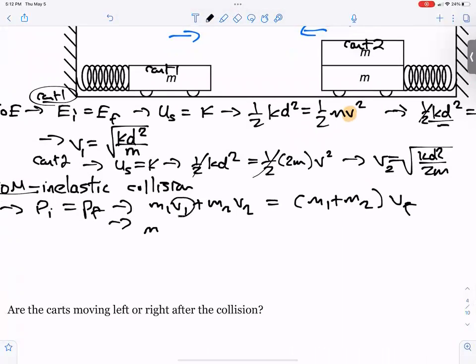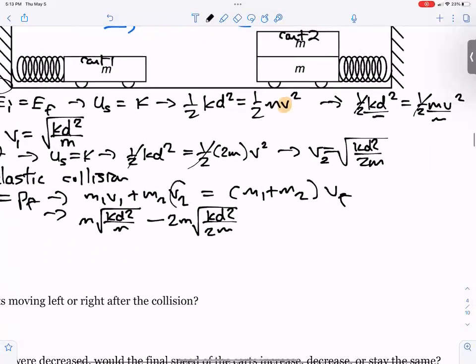m times v1, the expression for v1 is right here, substitute, m times the square root of k d squared over m minus, because we have negative momentum here, minus 2m times the square root of k d squared over 2m. So in place of v2, I substituted the expression for v2. Well, that's going to be equal to, now the final momentum is going to be m1 plus m2, which would be m plus 2m, which is 3m times your v final. And that's ultimately what we are looking for right now.